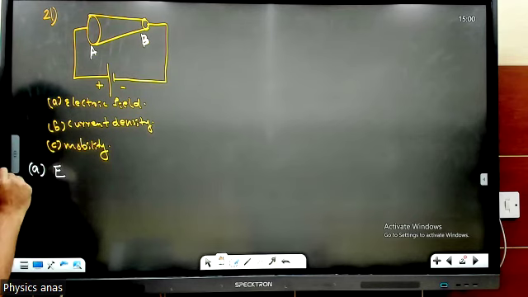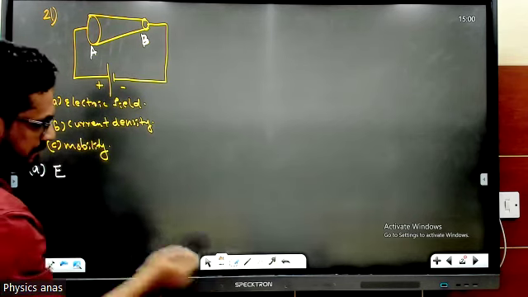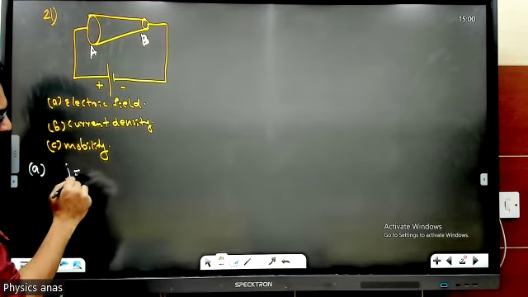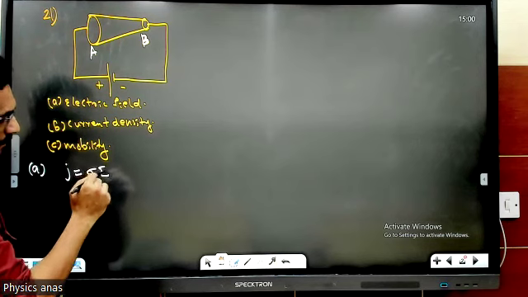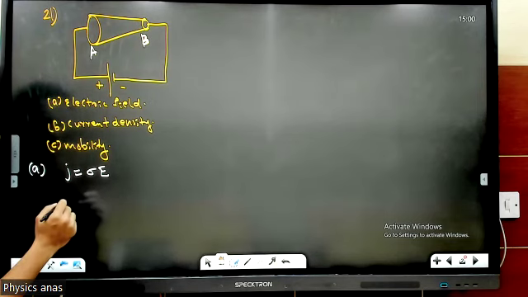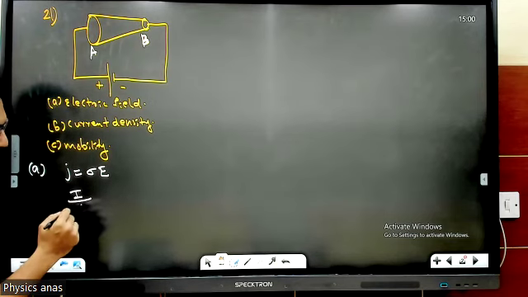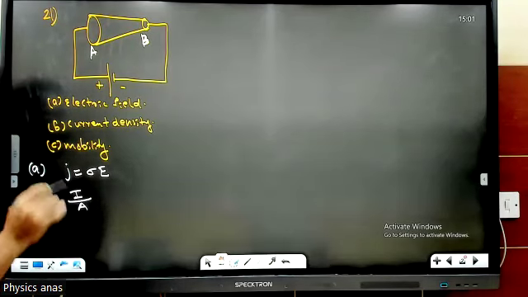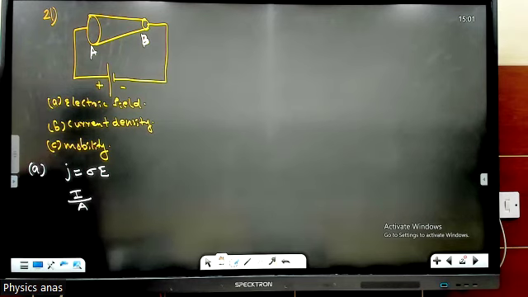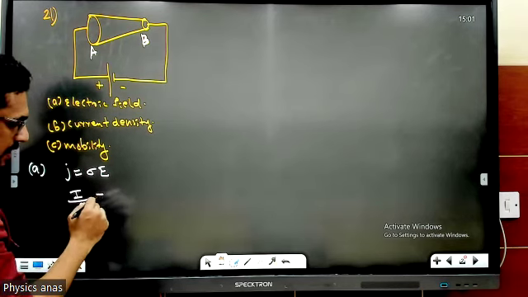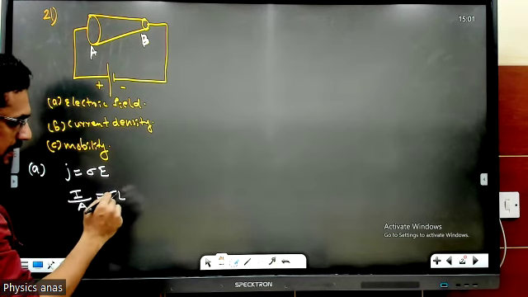Not directly, but we have such an equation: J is equal to sigma E. Now what is J? J is the current density, and current divided by area is the equation for J. So current by area is equal to sigma E.